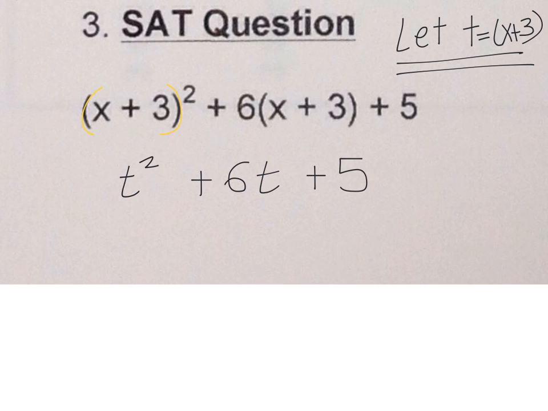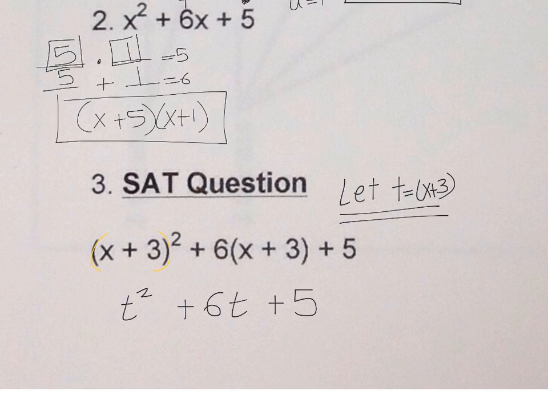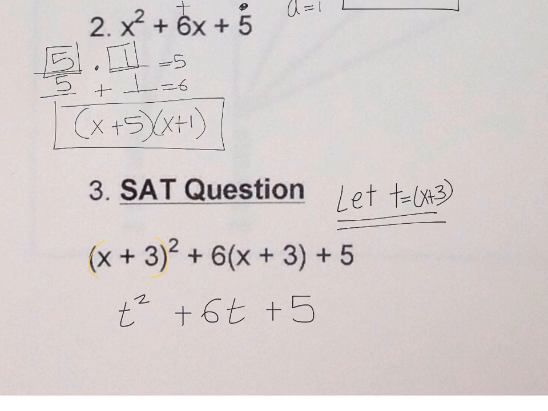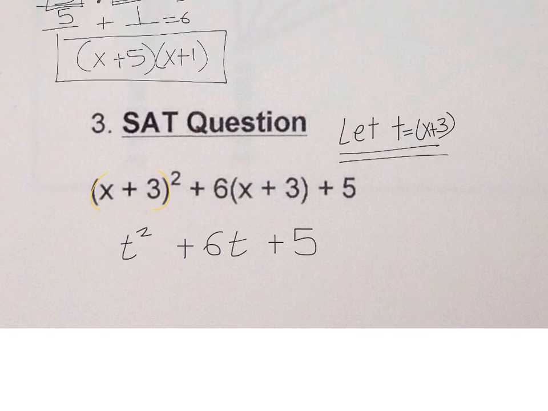Do you see how this is very similar to the problem I did earlier? Do you see that? x squared plus 6x plus 5, and now t squared plus 6t plus 5. So I wanted those 2 problems to be similar so you can see the bigger idea. So when they give you something like that and you see that the first factor is being squared and the second term has the same factor, you can just replace it by whatever letter that you want and change it into something that you are familiar with. Now you can factor this.